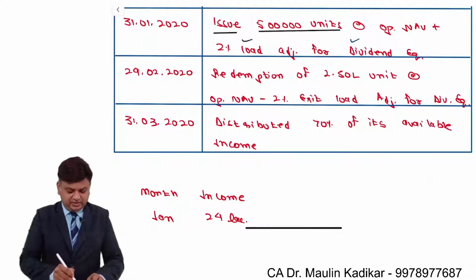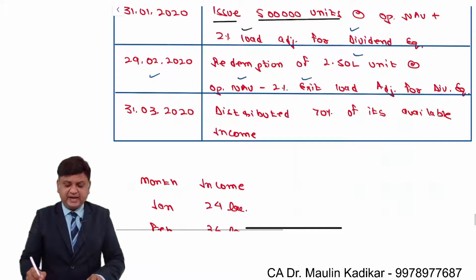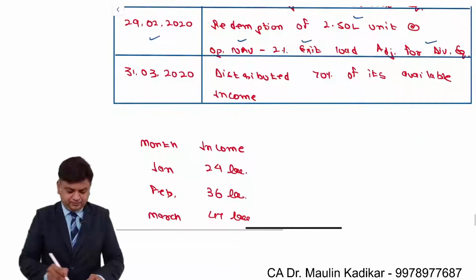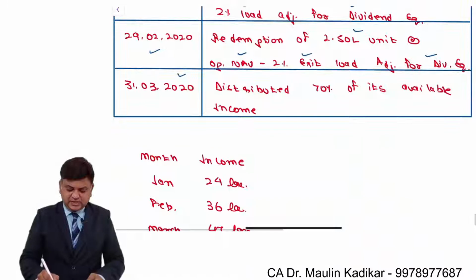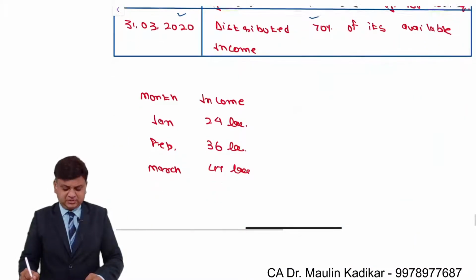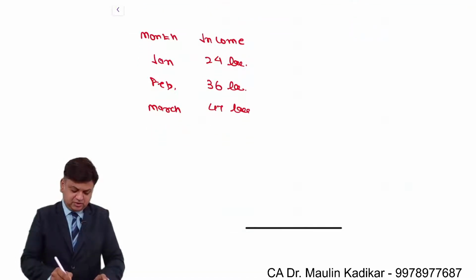At the end of February, that is 29th of February, redemption of 2,50,000 units at opening NAV minus 2% exit load, again adjusted for dividend equalization. On 31st of March, it is distributing 70% of the income available, that information is given. And on a monthly basis, the income is provided to us for January, for February, and for March.